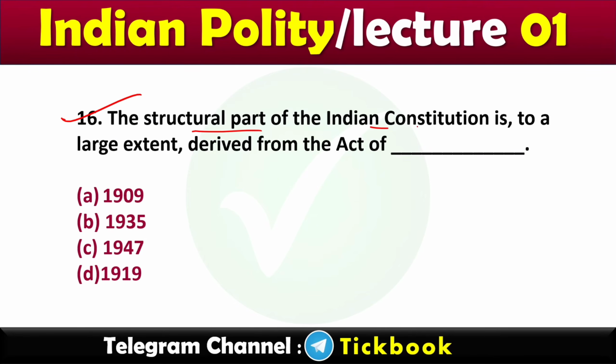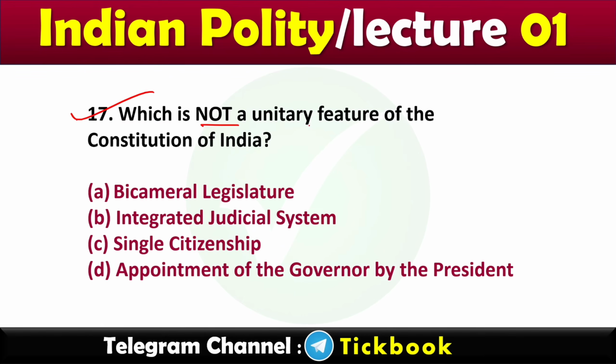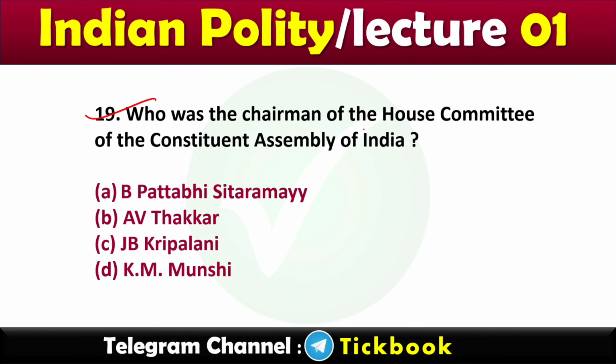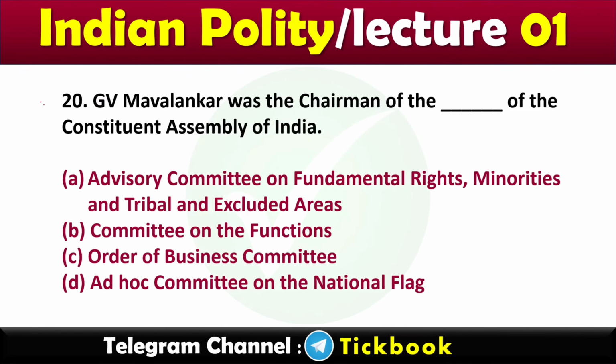16, the structural part of the Indian Constitution is to a large extent derived from the Act of. Option number B, 1935. 17, which is not a unitary feature of the Constitution of India? Option number A, bicameral legislature. 18, how many female members were part of the Constituent Assembly that framed the Constitution of India? Option number D, 15. 19, who was the chairman of the House Committee of the Constituent Assembly of India? Option number A, B. Pattabhi Sitaramayya. 20, G.V. Mavalankar was the chairman of the dash of the Constituent Assembly of India?